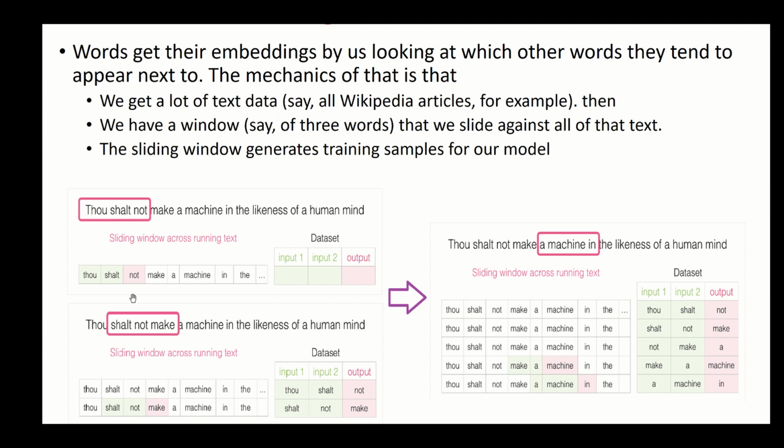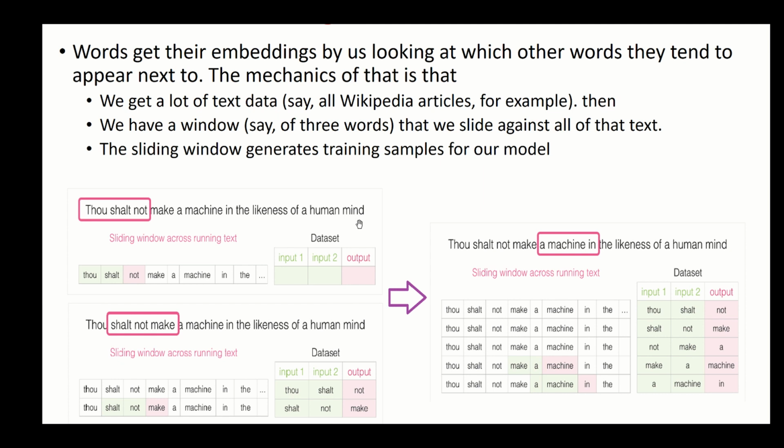Then the window is moved to the next three. So shall, not, then make. These two are the inputs and make is the output. When you look here, thou and shall are the input and not is the expected output. And when you look at shall, not, make is the expected output, right? So like that, you will change this window across your whole set of lines.